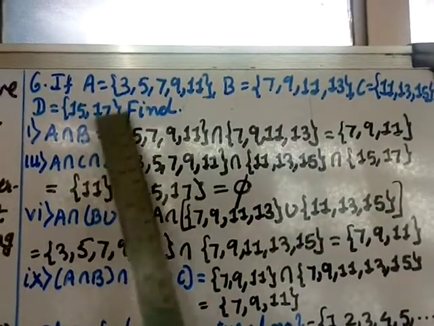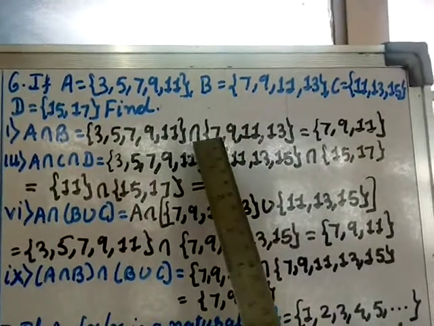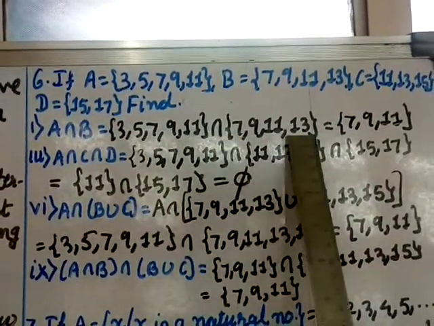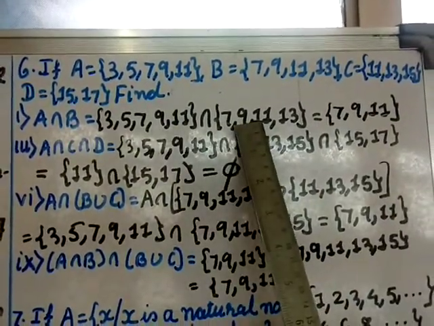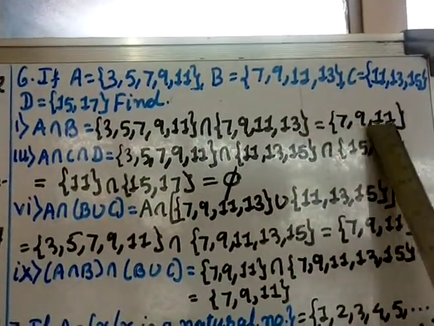So here I am writing for set A 3, 5, 7, 9, 11 intersection set B 7, 9, 11, 13. Only the common elements. So here 3, 5 is there but not there. 7 and 9 is there, 7, 9. Here 11 is there, also here, so 11. So the A intersection B will be 7, 9, 11.